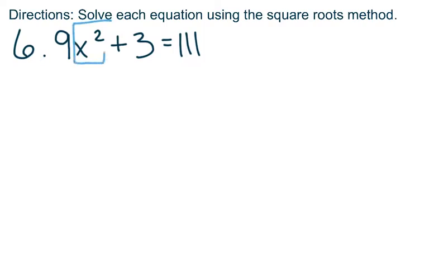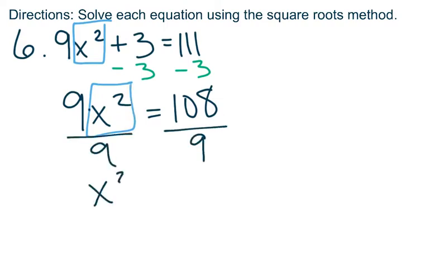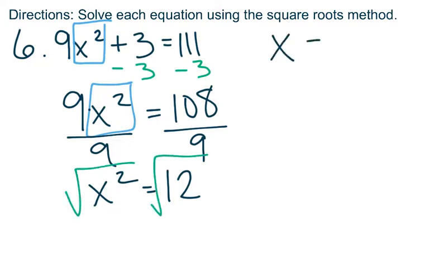So you should be pretty good from right now. Alright, so we're going to get rid of plus 3 by subtracting. So I got 9x squared equals 108. I'm going to get rid of the 9 in front of the x squared by dividing both sides by 9. So x squared equals 12. I'm going to take the square roots of both sides. The square root of x squared is x equals plus and minus. 12 is not a perfect square. It's also not a prime number, so I'm going to have to break it down further.